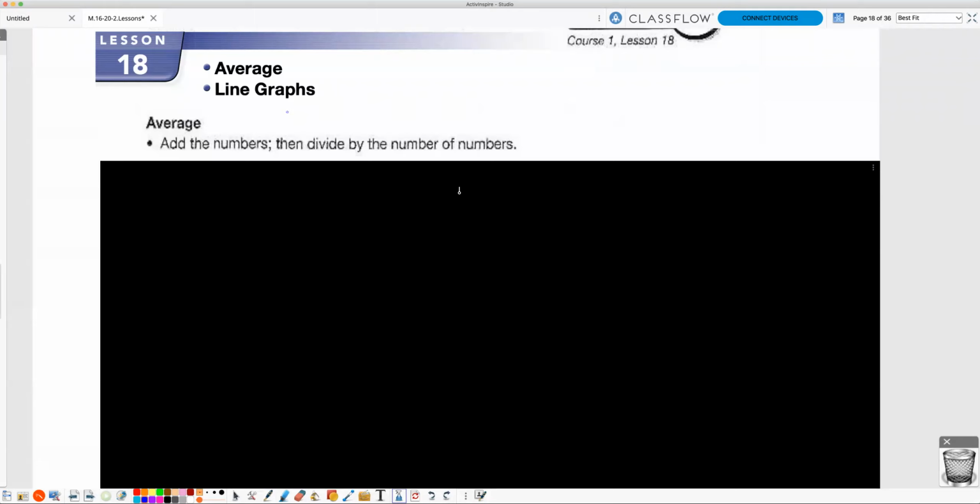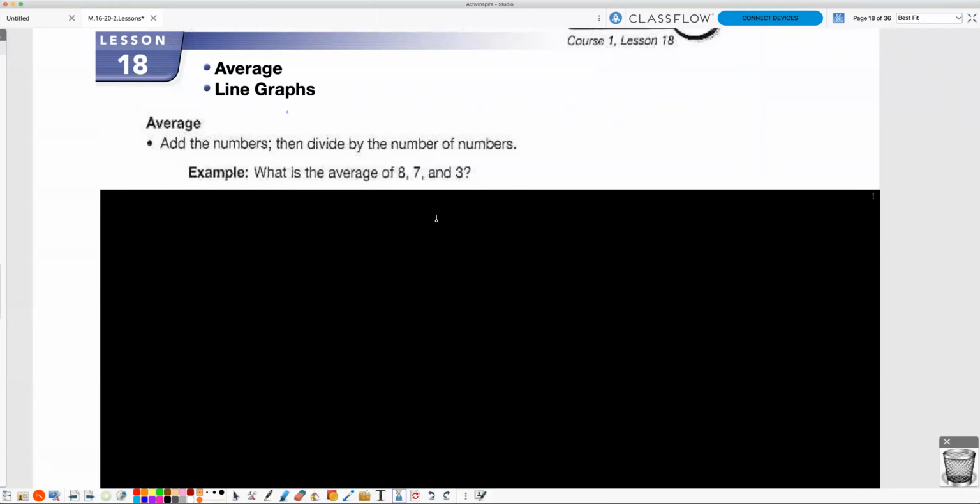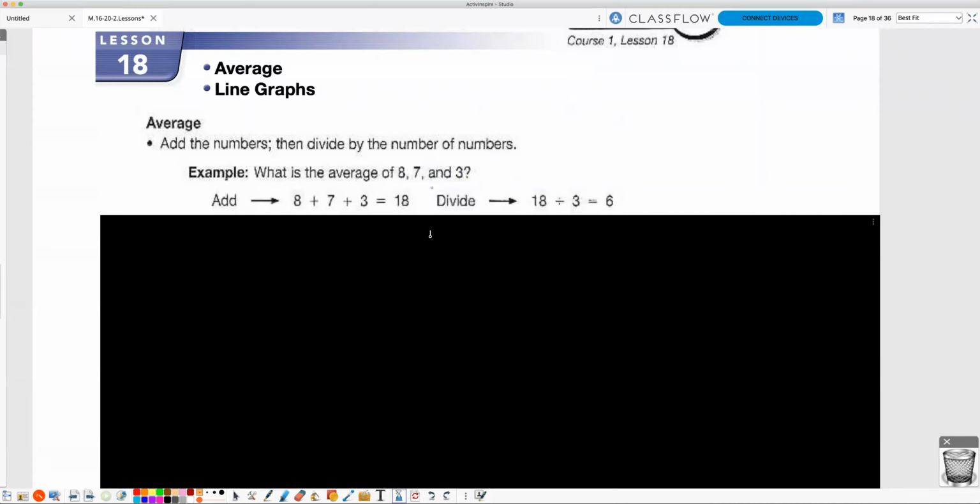Average is when you add the numbers and then divide by the number of numbers. So for example, if you have 8, 7, and 3, you can find the average by adding 8 plus 7 plus 3, which equals 18, and then divide by the number of numbers. There were 3 numbers, so 18 is the sum of those numbers. The number of numbers was 3, so 18 divided by 3 equals 6. The average of 8, 7, and 3 is 6.